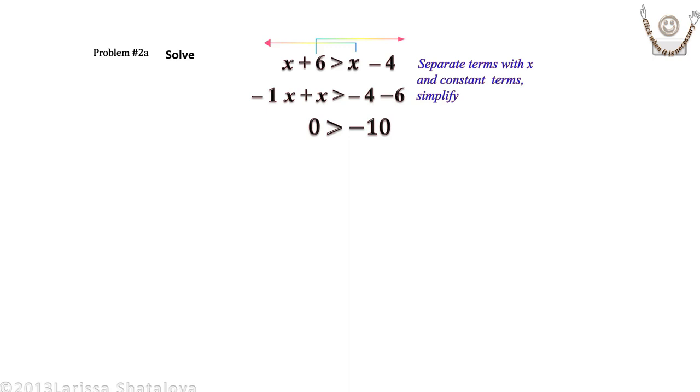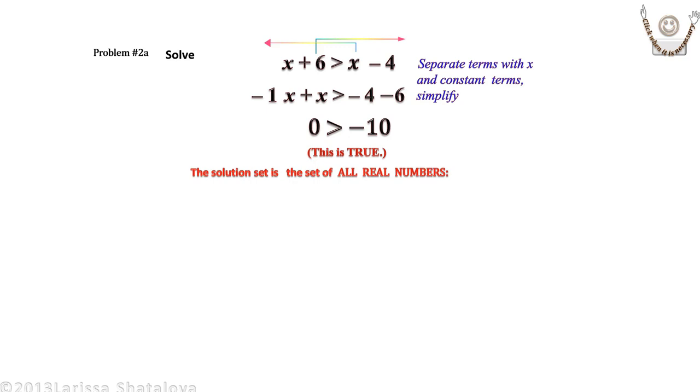As a result, we will have negative 1x and positive 1x on the left greater than negative 4 and negative 6. Simplifying, negative 1x and positive 1x is 0. Negative 4 and negative 6 is negative 10. Now, what we have: 0 is greater than negative 10. Is it true or not? It's true. This is why we have to say the solution set is the set of all real numbers.